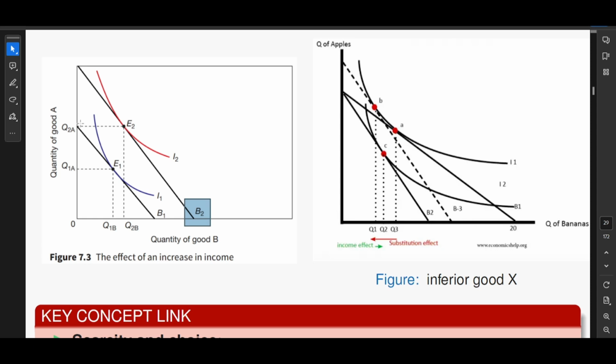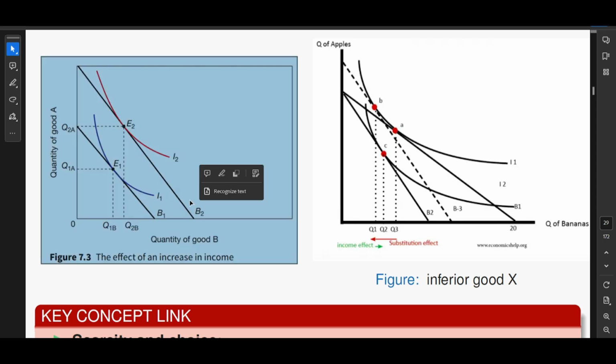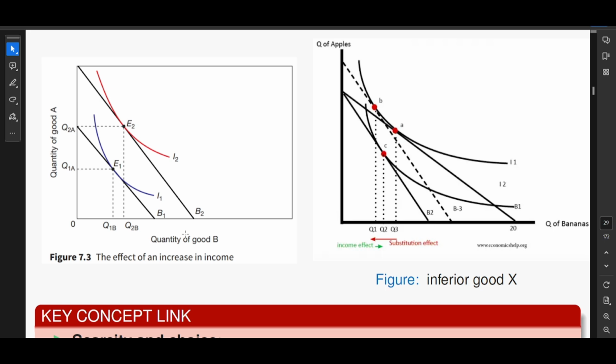So what we need to understand here is nominal. Your nominal income has increased. You went from having $200 to now having $400, so you go from B1 to B2. Your nominal budget has increased. Price has not changed. Your income has changed. The amount of money that you have has changed.